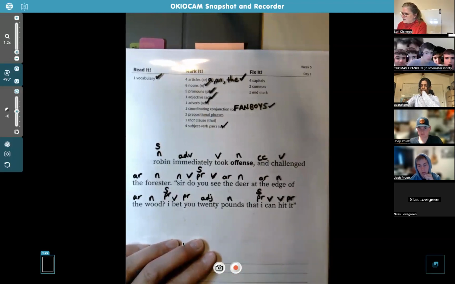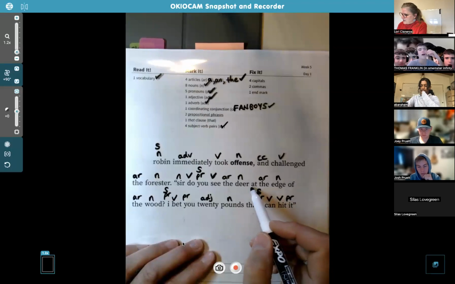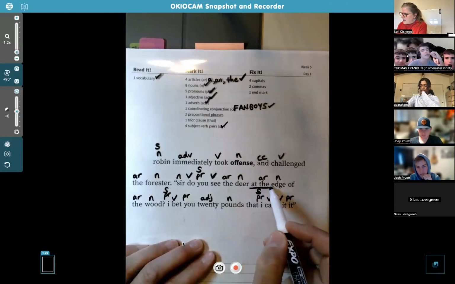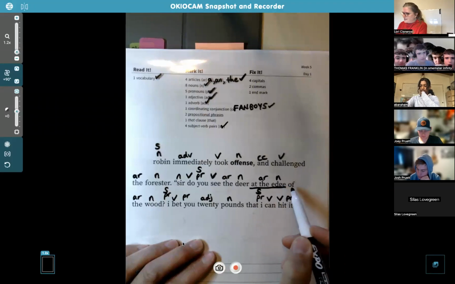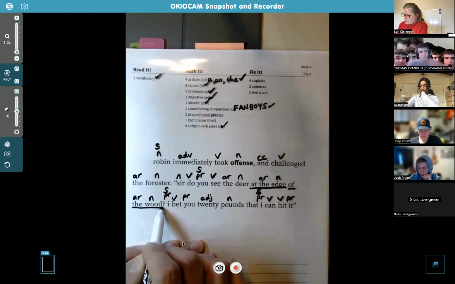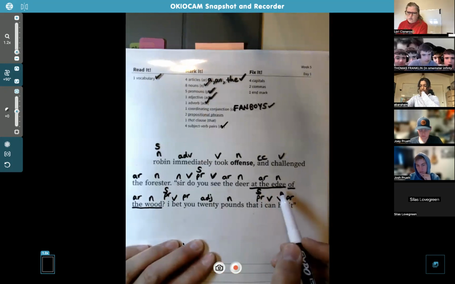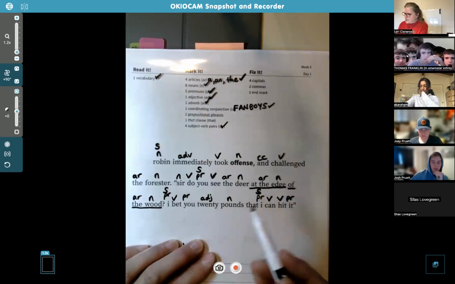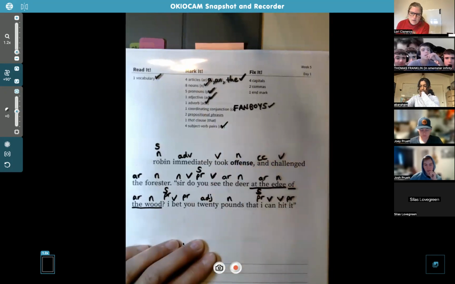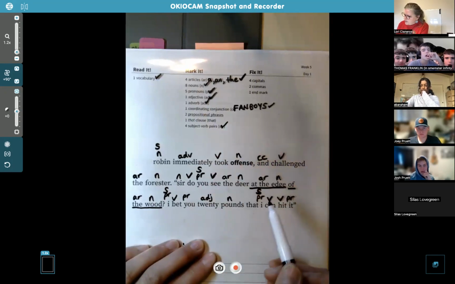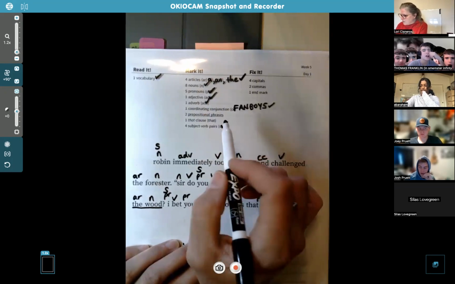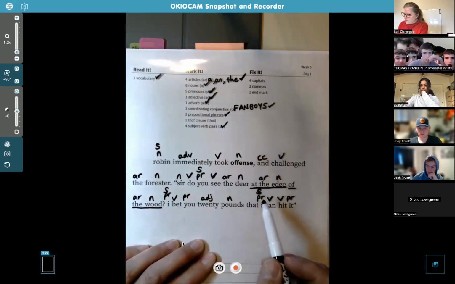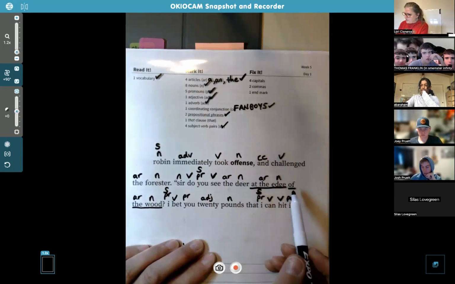Is at one? Yes, at the edge of the wood. It's just going to be at the edge. Remember, it stops on the first noun. But then the second one is going to be of the wood. At the edge is the first prepositional phrase, of the wood is the second prepositional phrase. They both start with prepositions, at and of.